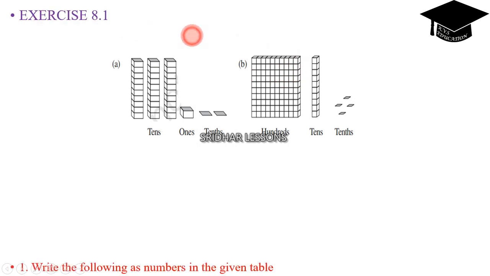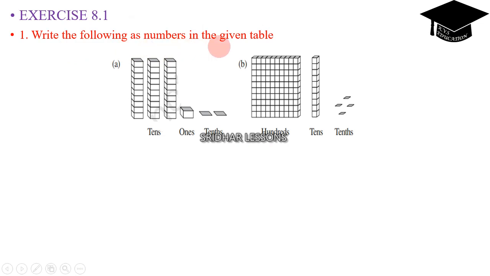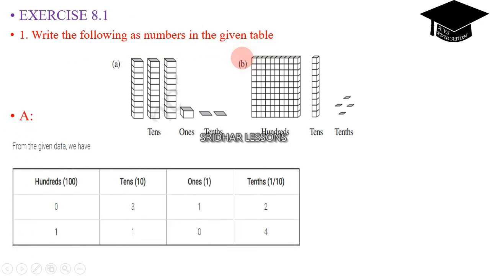Exercise 8.1. Write the following as numbers in the given table. See, tens, ones, tenths. For the given data we have hundreds. How many? No hundreds are there, 0. Tens, how many are there? 1, 2, 3. 3 are there. Ones, only one cube is there, 1. And tenths, we have 2. 1 and 2. And for the next one, B, we have hundreds, 1, tens, 1, and ones, there are no ones, 0. So tenths are how many? 1, 2, 3, 4.